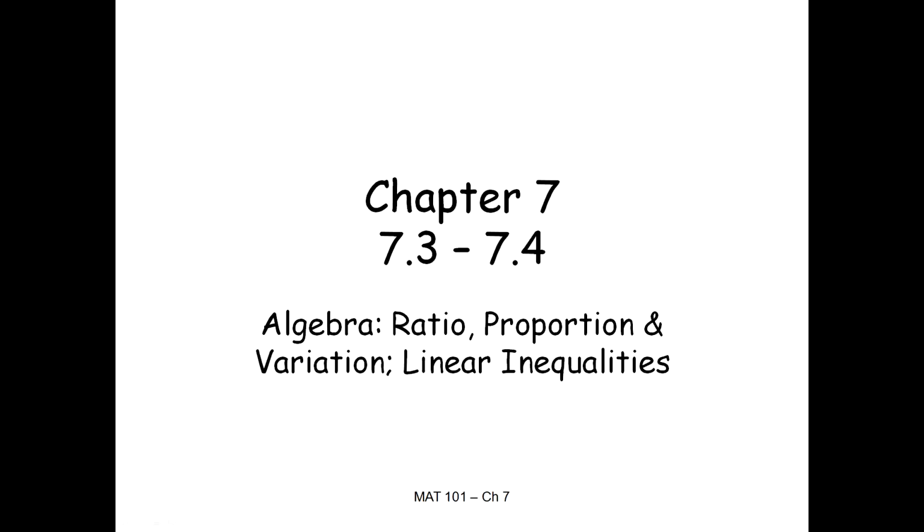There are some additional topics with regard to algebra that we need to cover. Chapter 7, sections 7.3 and 7.4 talk about ratio, proportion, and variation, and also linear inequalities. Now, last time we had spoken about linear equalities, and we'll see that there are some similarities as well as differences between linear equalities and linear inequalities.